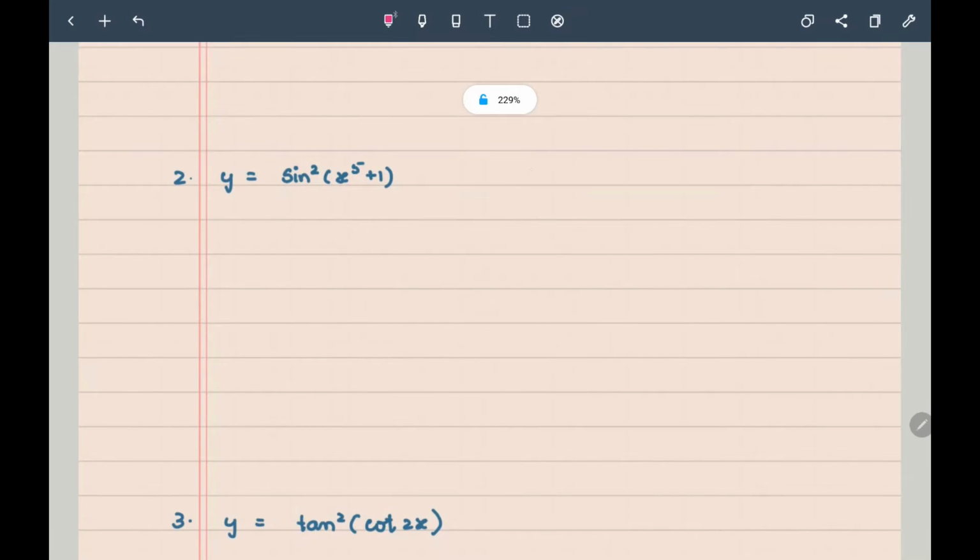Here sin x, generally sin x is one function. So when we have a term called sin square x, what we do is we take this as sin x whole power 2. So when we are differentiating, first we'll differentiate the whole square over here, then we will differentiate the sin x. So differentiation of sin square x will be 2 into sin x. This is differentiation of the whole square.